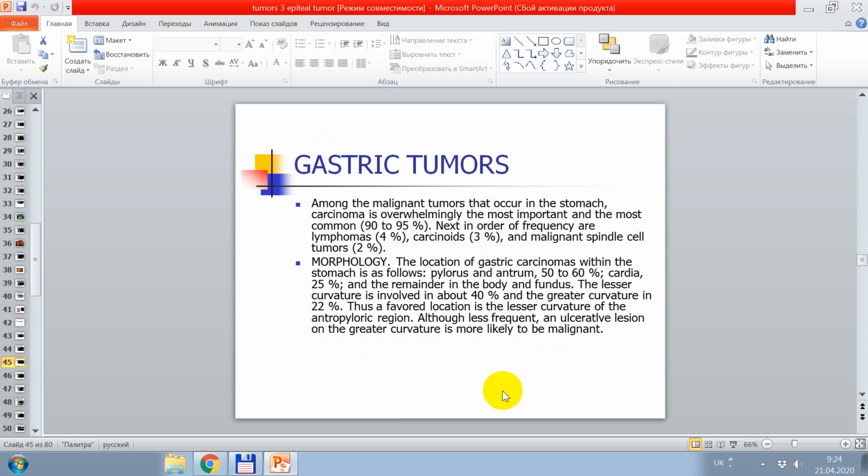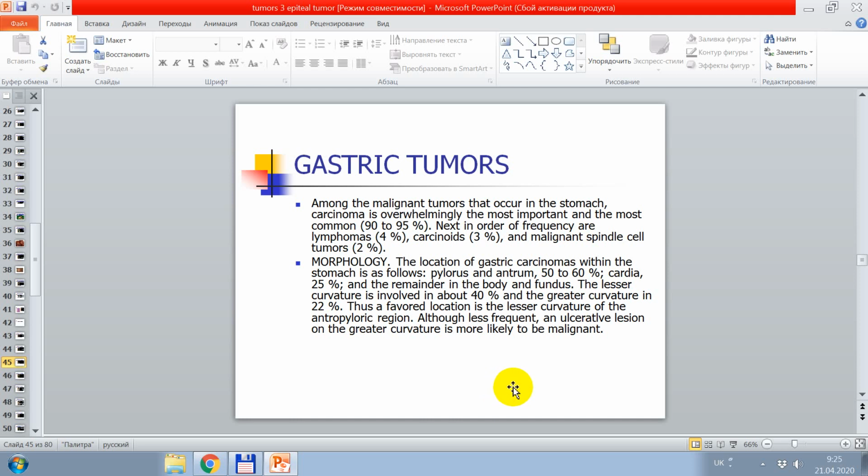Among the malignant tumors that occur in the stomach, carcinoma is overwhelmingly the most important and the most common, 90 to 95%. Next in order of frequency are lymphomas, 4%, carcinoids, 3%, and malignant spindle cell tumors, 2%.